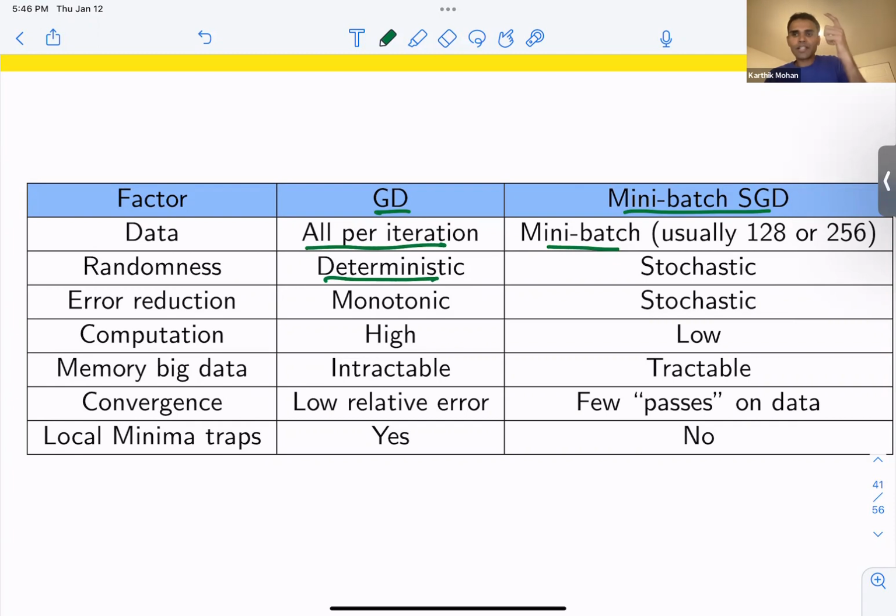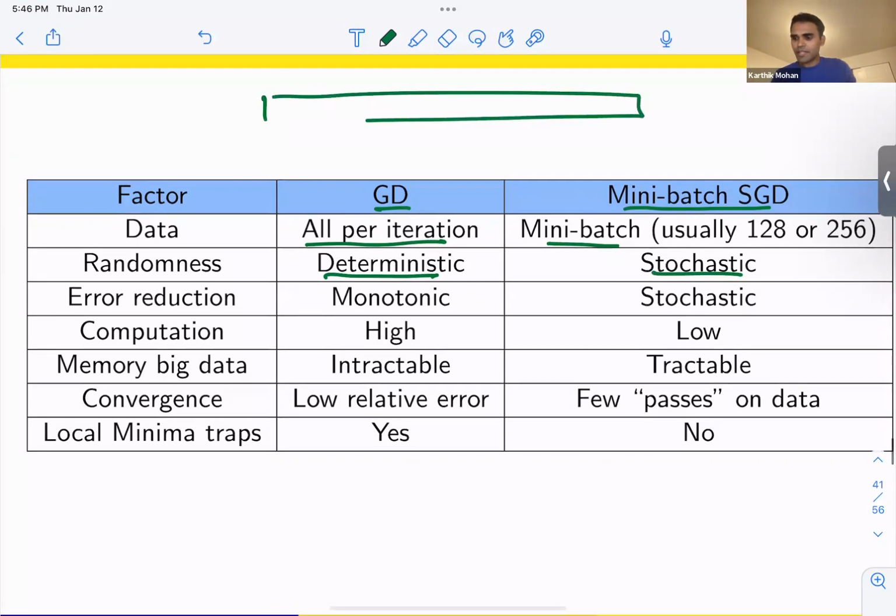That's because your random starting point changed. So if you fix the seed, you'll get the same result. Okay, so that's why we say it's deterministic. If you fix the seed, it's deterministic. But mini batch is stochastic because the way you pick the mini batches is random, right?